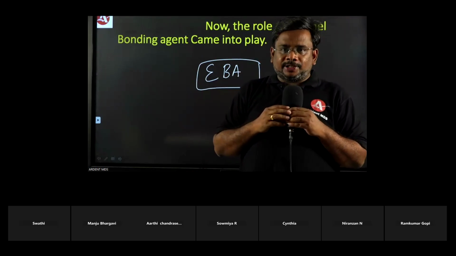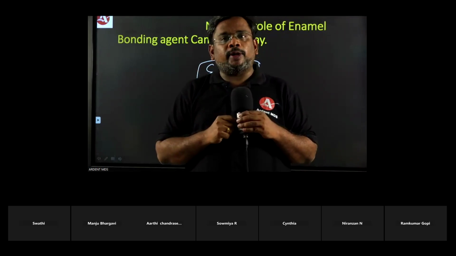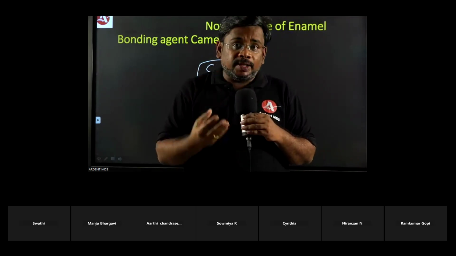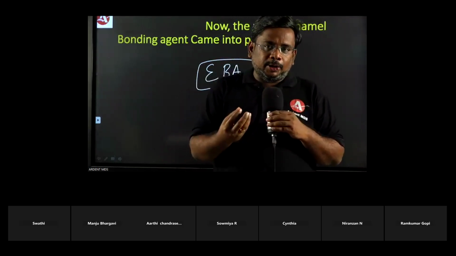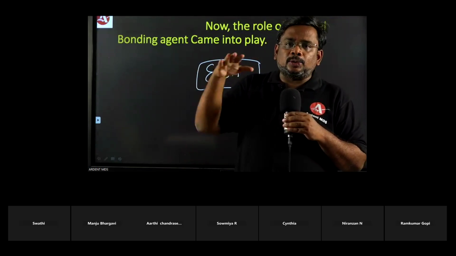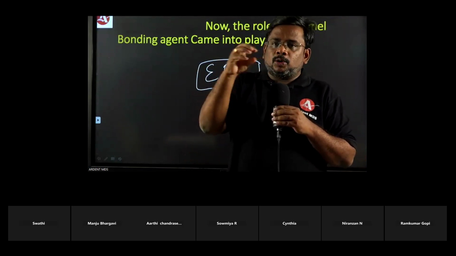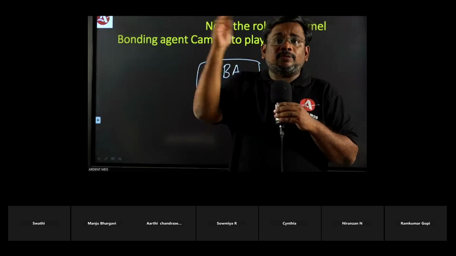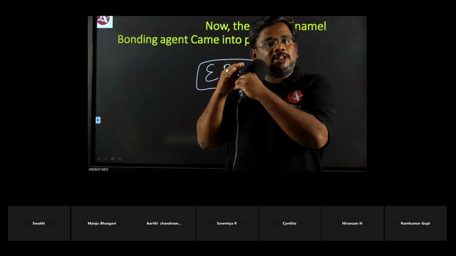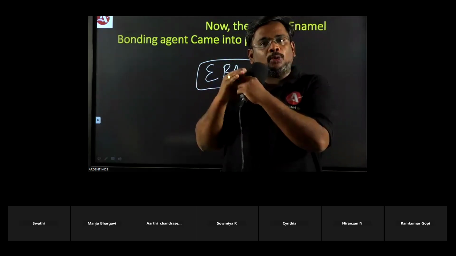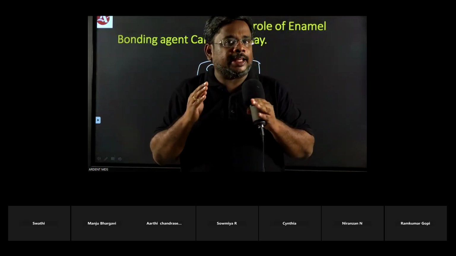This enamel bonding agent has diluent monomer. What is the meaning of diluent monomer? This is called unfilled resin. If it is an unfilled resin, the viscosity is reduced. If the viscosity is reduced, it is able to flow into the small porosities. Once it flows into the smaller porosities, then if you give the composite resin, this resin is attached to the unfilled resin already given to the tooth surface. This is how the enamel bonding agent works.